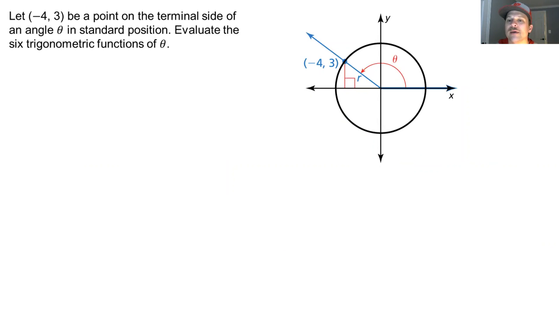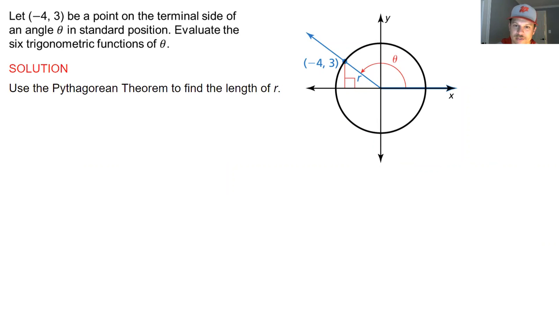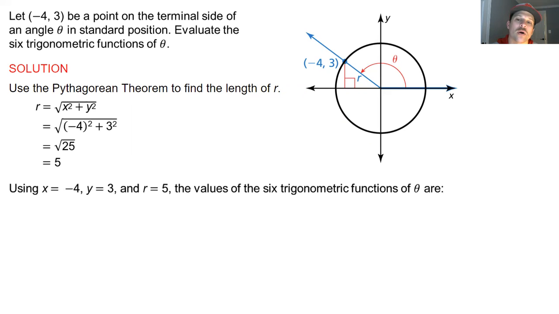So assuming that you have a given point of (-4, 3) as the terminal side of your angle theta, what would be the six trig functions of your angle theta? We're going to use the Pythagorean theorem to find the length of our r. We have -4 as our x, and y is 3. Plug that into your a squared plus b squared equals c squared formula to get the square root of 25, which is 5. Your r is always going to be a positive distance because you're squaring numbers and then taking the square root. If you ever get a negative for your radius, you're doing something wrong.